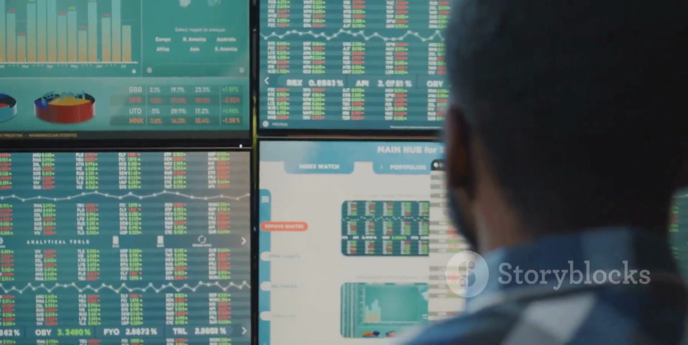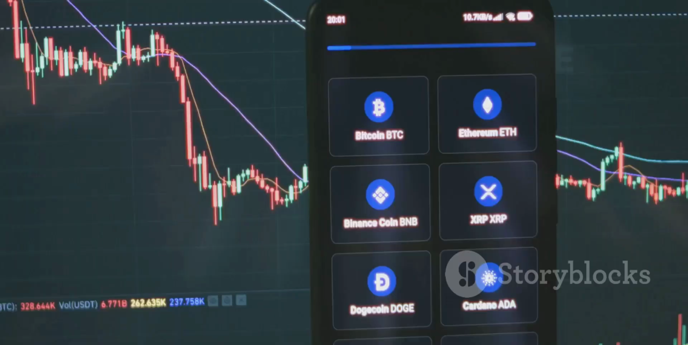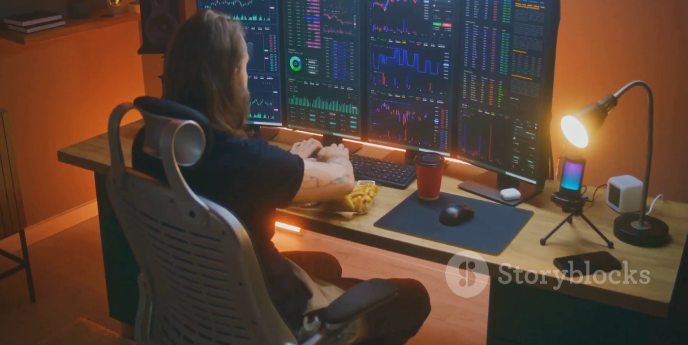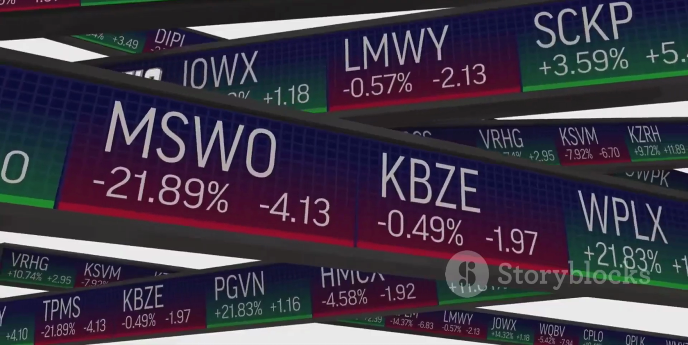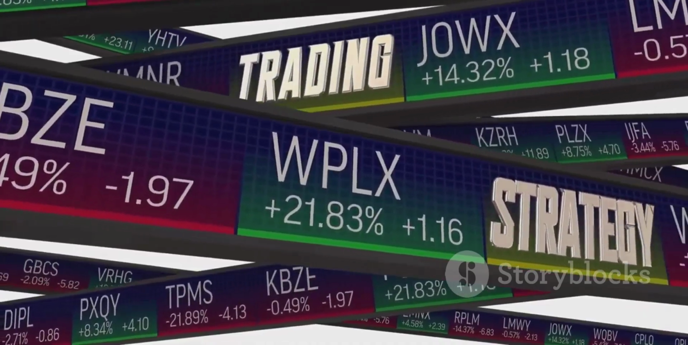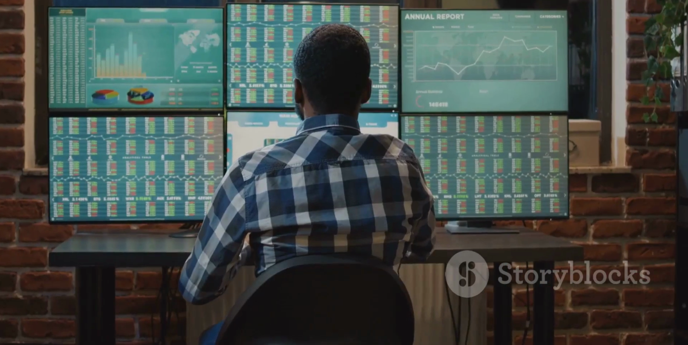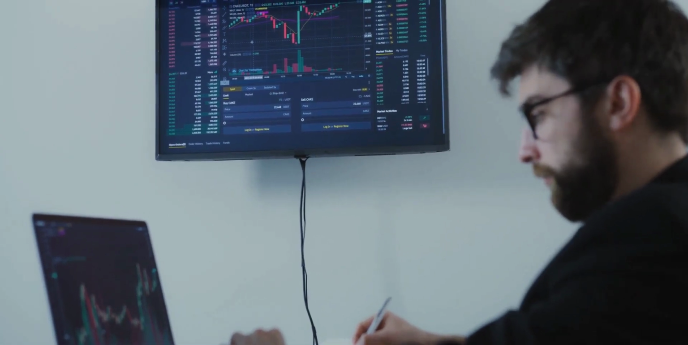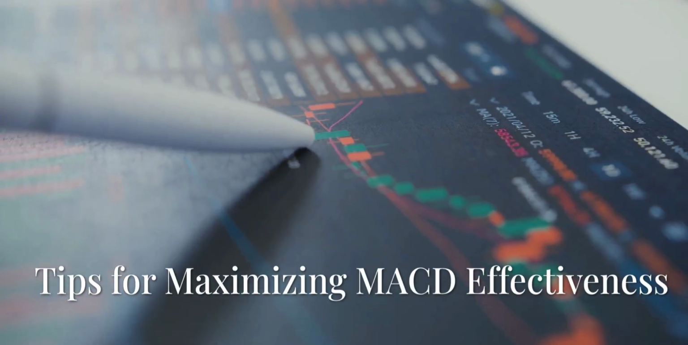Break even stop. Once the price moves in your favor, consider moving your stop loss order to your entry point to ensure a break-even trade if the market reverses. Remember, exiting a trade is just as important as entering it. By having well-defined exit strategies, you can manage your risk effectively and protect your trading capital.